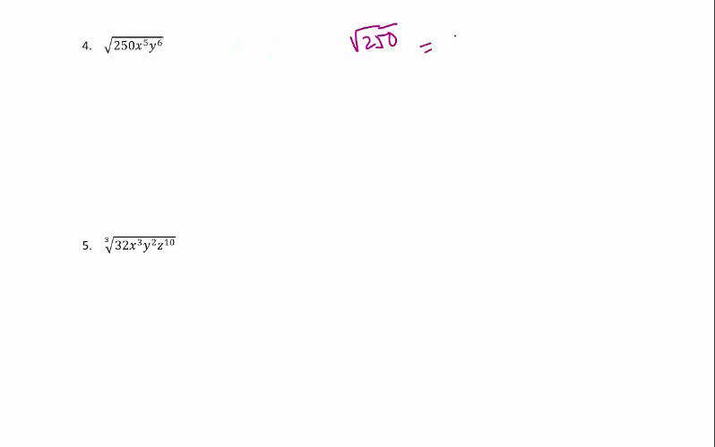Okay, and so I'll just do a little bit of work on the side to do that. 250 is 25 times 10, and 25 is the largest perfect square factor. So we end up with 5 square root of 10, just by taking the square root of 25.